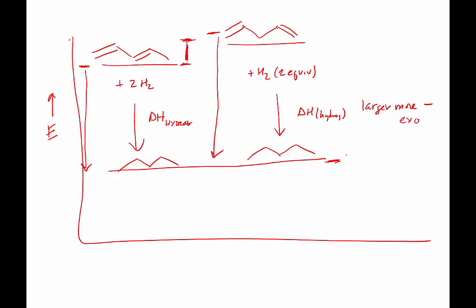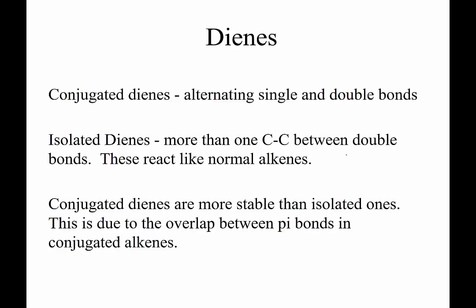So a conjugated diene is more stable than an isolated one. And that's how we would get that. That's the first time we've talked about that. Does that make sense to everybody? So conjugated dienes are more stable than the isolated ones. Now, that's a fact, but why?